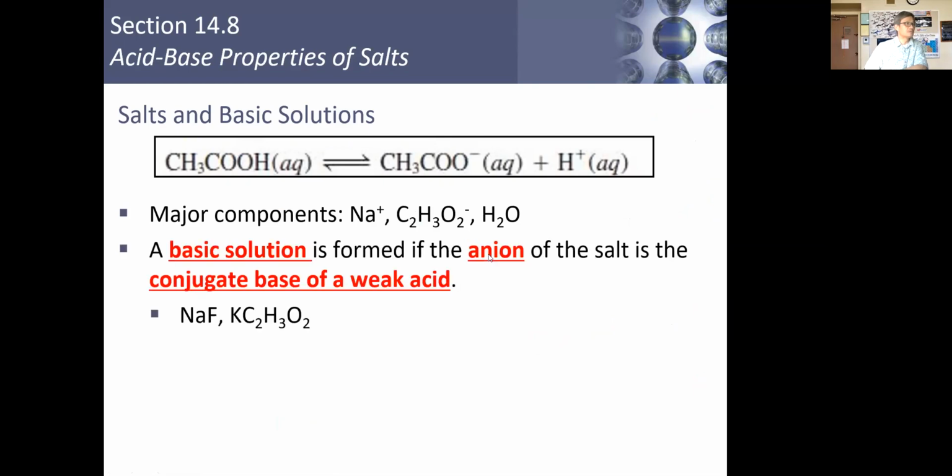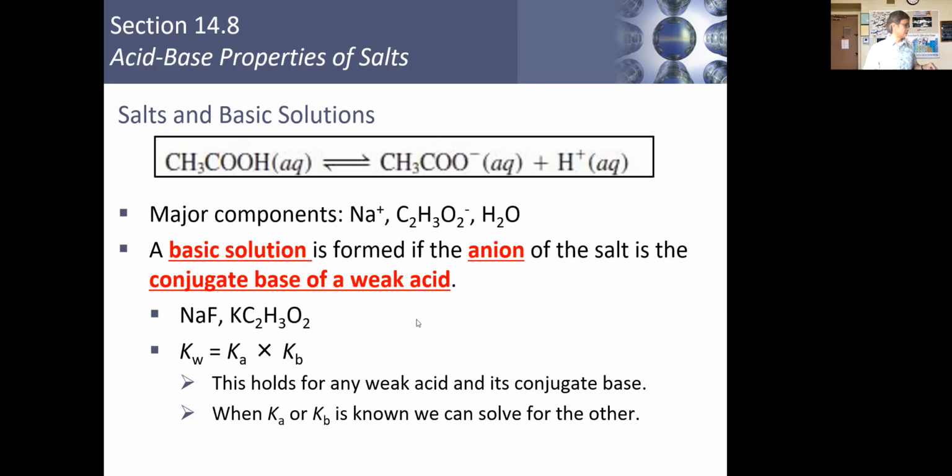Some examples here of salts which contain conjugate bases of weak acids are sodium fluoride and potassium acetate. Sodium fluoride would be from hydrofluoric acid. The acetate here is going to be from acetic acid, like I pointed out. So whenever you add the fluoride ions or the acetate ions into water, you're going to make a basic solution. All right. So in order to find the Kb for that process, we can use this equation, which I just showed you here, and therefore we can use that to solve for the pH of a particular process.